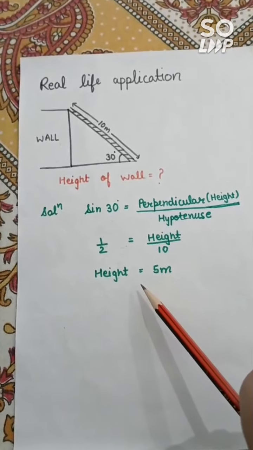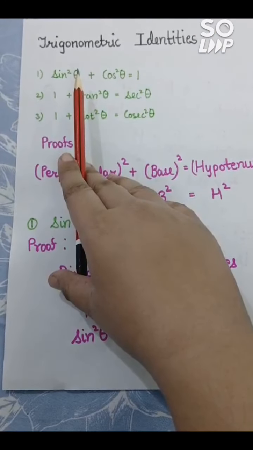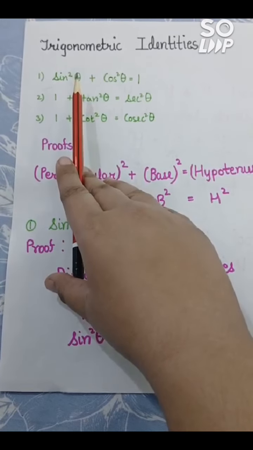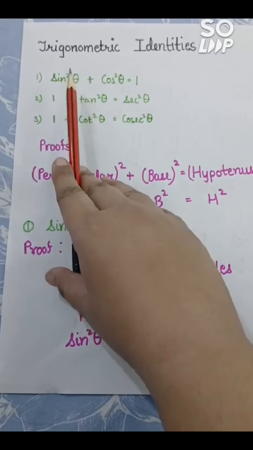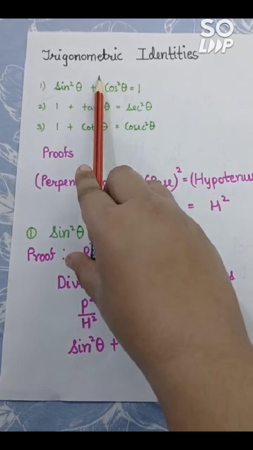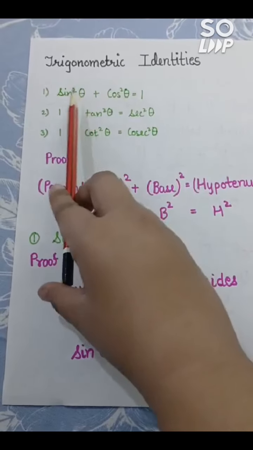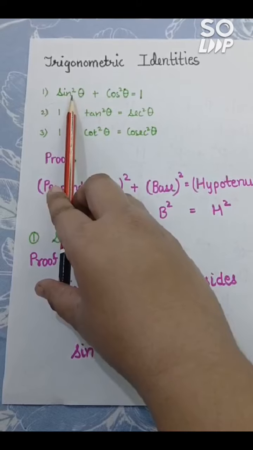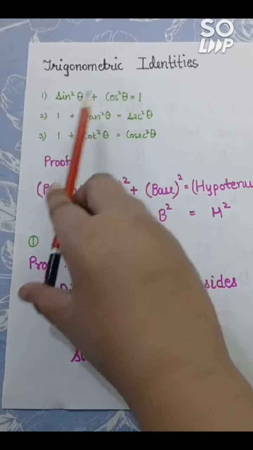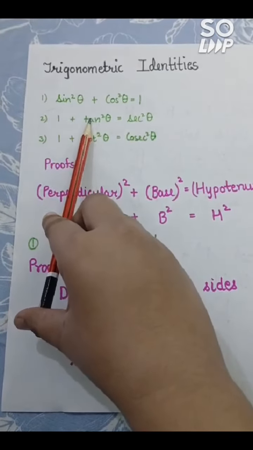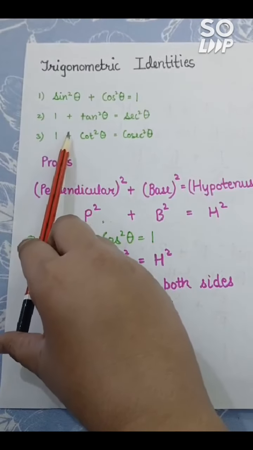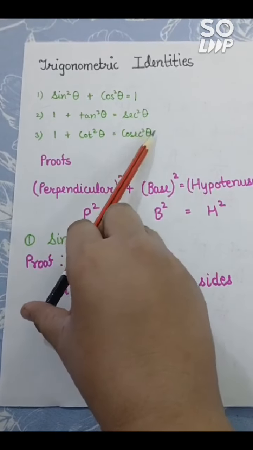So it's very useful. So far we have learnt about various trigonometric ratios like sin theta, cos theta, tan theta and many more. Now we will learn about trigonometric identities, which are nothing but relations between various trigonometric ratios. Our first and most important trigonometric identity is sin square theta plus cos square theta is equal to 1. Next one is 1 plus tan square theta is equal to sec square theta. Third one is 1 plus cot square theta is equal to cosec square theta.